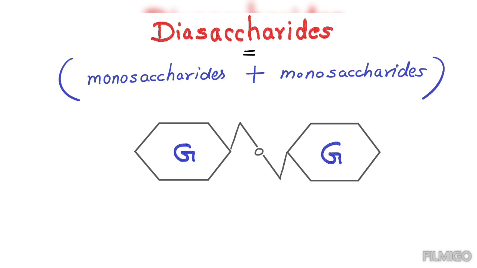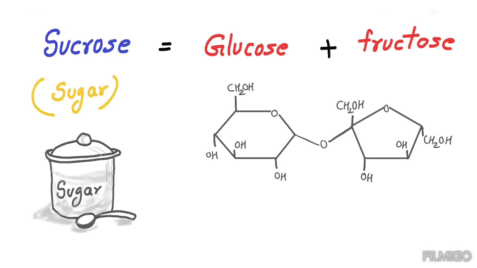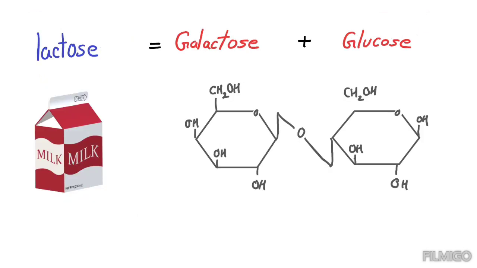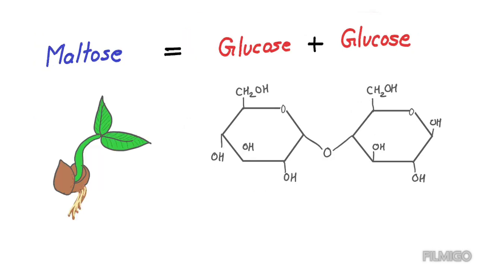One of the most well-known disaccharides is table sugar, also known as sucrose. It is made up of glucose and fructose. Another common disaccharide is lactose, which is found in milk. It is made up of glucose and galactose. And one more double sugar is maltose, which is found in sprouting seeds.